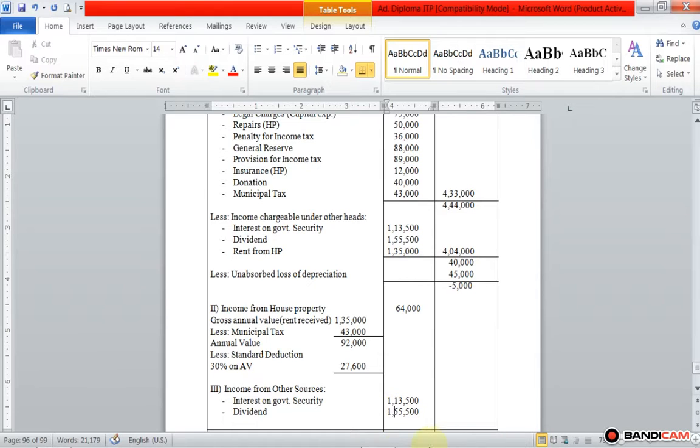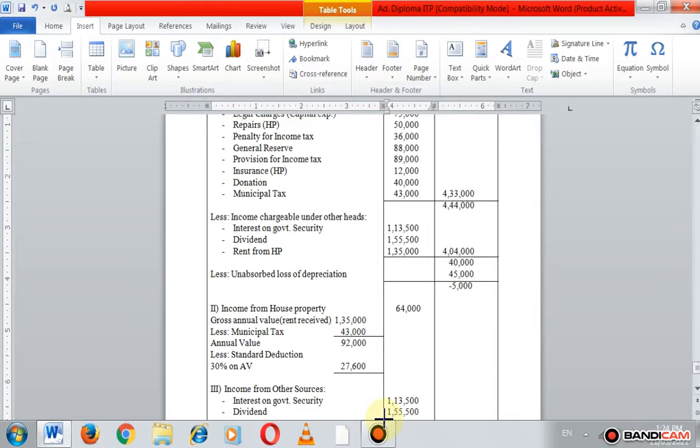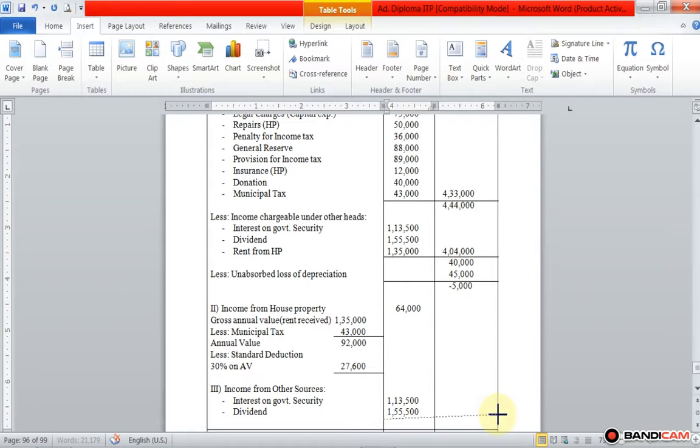Okay, so make the total of house property and income from other sources. So here income from house property 64,000 plus income from other sources, rupees 1,13,500 plus dividend 1,55,500. So here the total is 3,33,000.